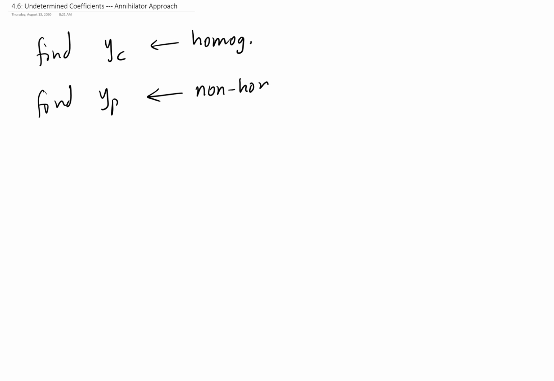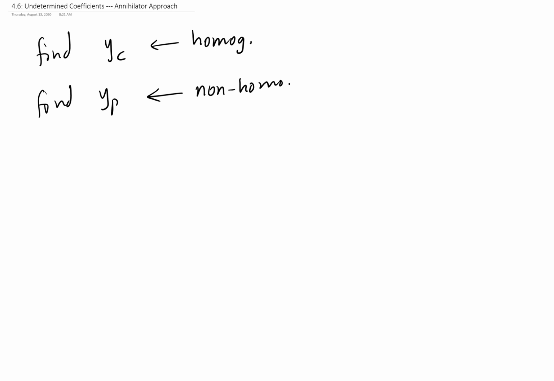4.6 undetermined coefficients as we did in previous sections, but here we're going to use the annihilator approach. So what is the basic idea here? We're going to find yc, the complementary solution, which applies to homogeneous differential equations, and we find yp, the particular solution, for non-homogeneous ones.